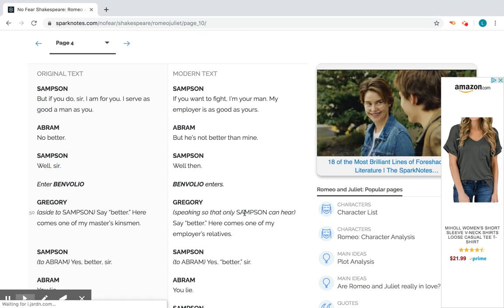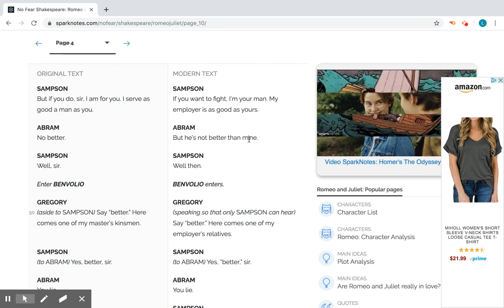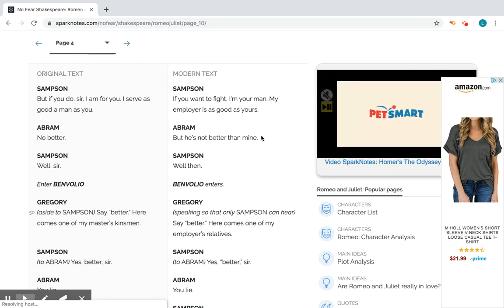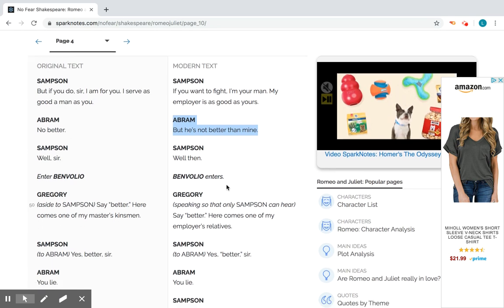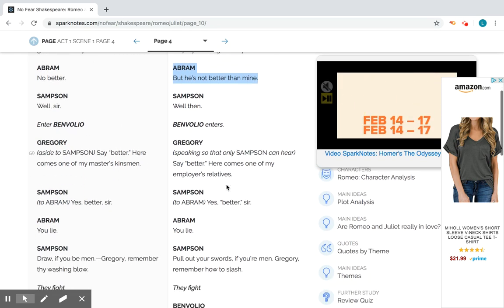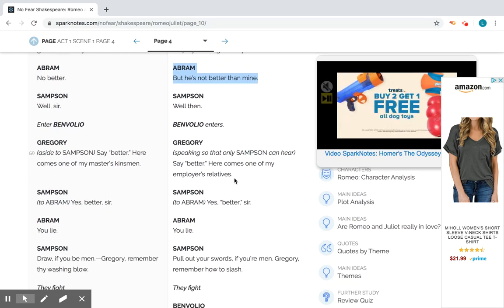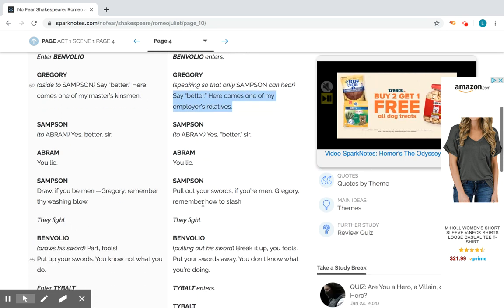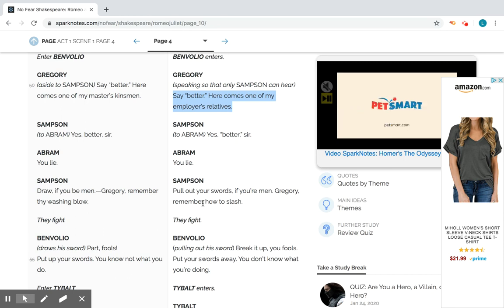Sir. But if you do, sir, I am for you. I serve as good a man as you. No better? Well, sir. Say better. Here comes one of my master's kinsmen. Yes, better, sir. You lie. Draw, if you be men. Gregory, remember thy swashing blow.